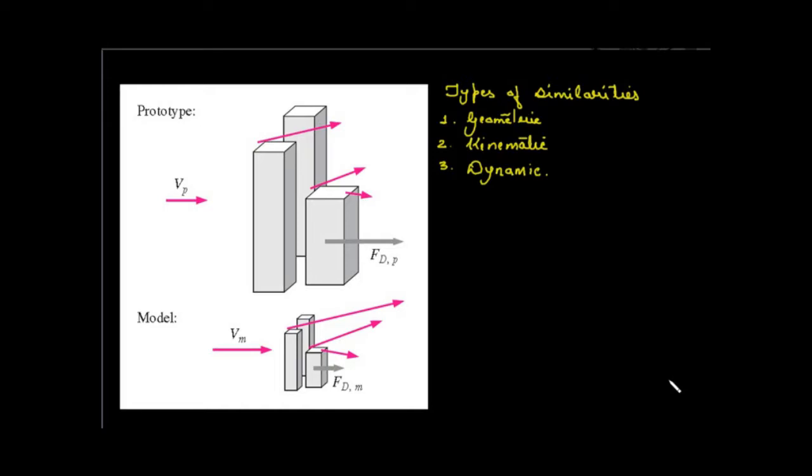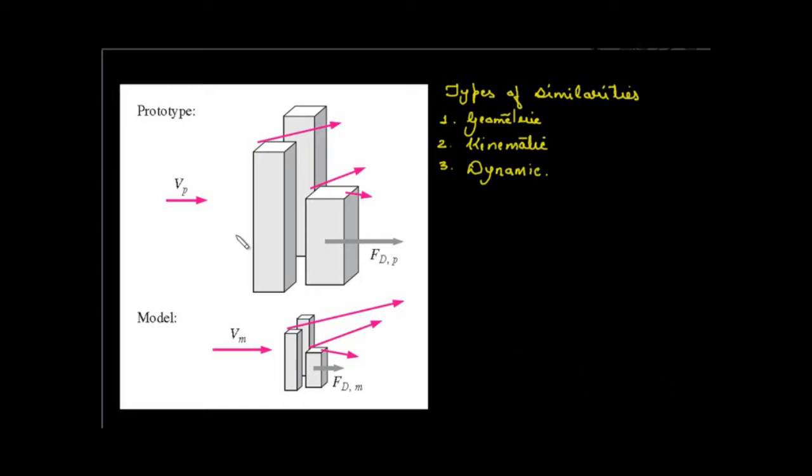In order to achieve complete similarity between model and prototype, three types of similarities are essential. Out of that, first is geometric similarity, second is kinematic similarity, and third is dynamic similarity. So let us try to understand these types of similarities. The first similarity, that is the geometric similarity, as the name suggests, is said to exist when the ratio of corresponding linear dimensions between the prototype and model are equal.